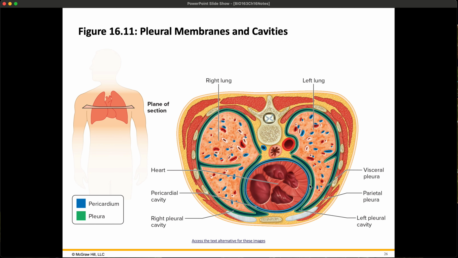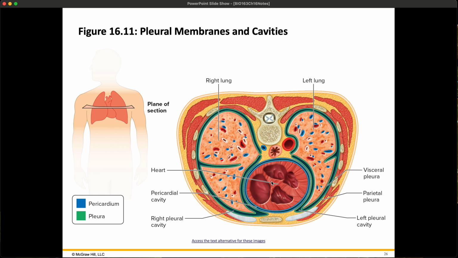Here is just a superior view of the lungs, so you can see how they're partitioned and divided, with all these blood vessels, respiratory bronchioles and other structures distributed throughout them. And then you can also see the pleural membranes: the visceral pleura, that thin green line attached to the lung itself, the parietal pleura lining the chest wall, and then the pleural cavity filled with that serous fluid.